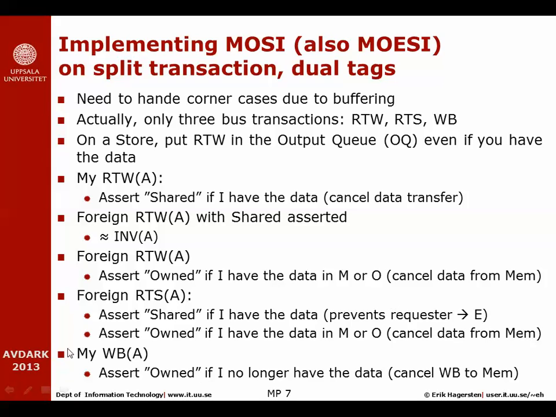Finally, if we see our own write back request occurring on the bus, so we manage to arbitrate for the bus and put our own write back request on the bus, we assert the owned signal if we no longer have the data in our cache. There could be a situation where we start to perform a write back, and before that write back manages to arbitrate for the bus and get on the bus, somebody else invalidates us. That means that we no longer need to do a write back request.